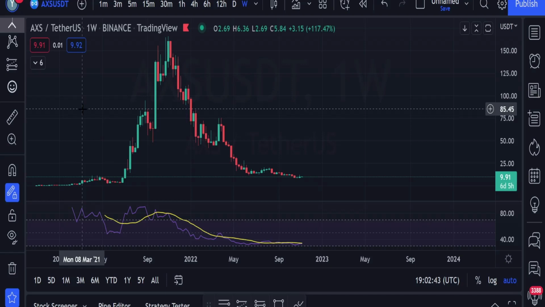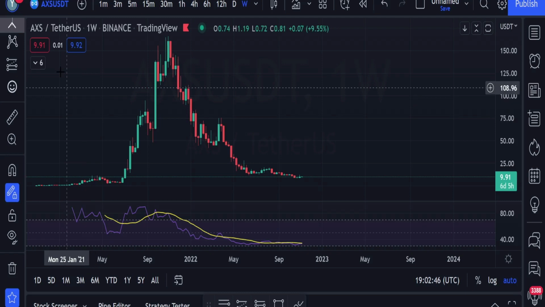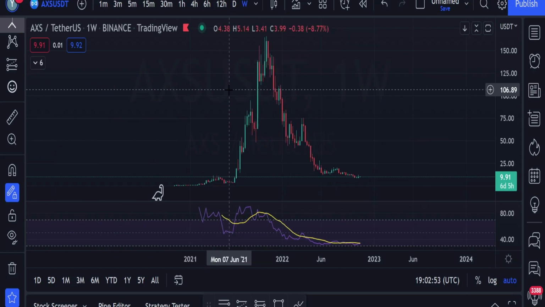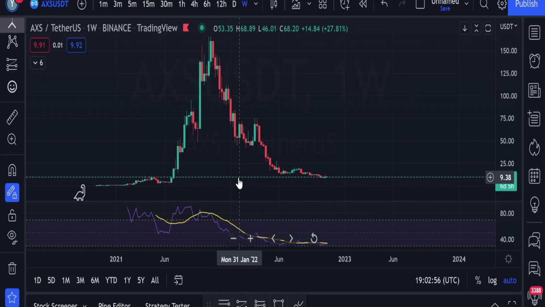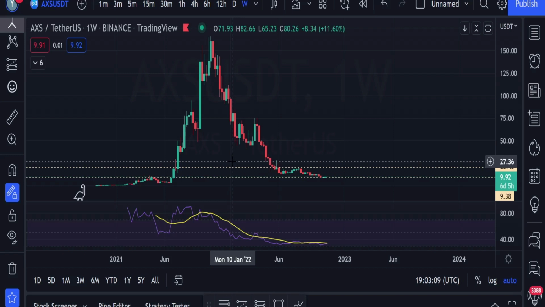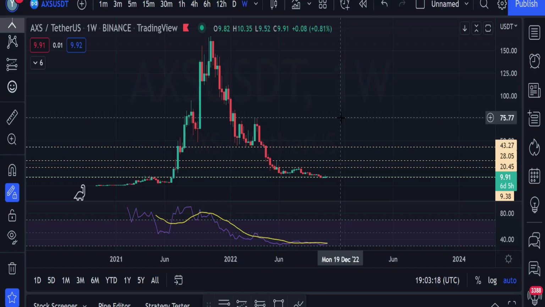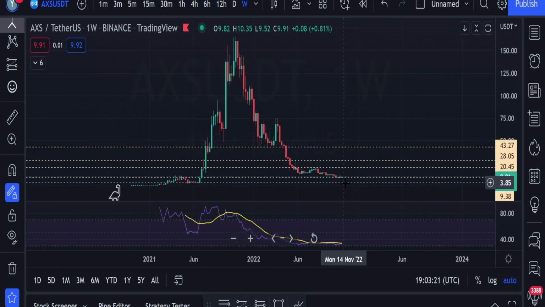This is going to be a quick update on Axie Infinity USDT. We are on the weekly chart of the AXS USDT. First thing to do is to identify the area of value. You want to identify the area of value because most trade decisions are made around this area, and if something held previously, it's most likely going to hold in the future.